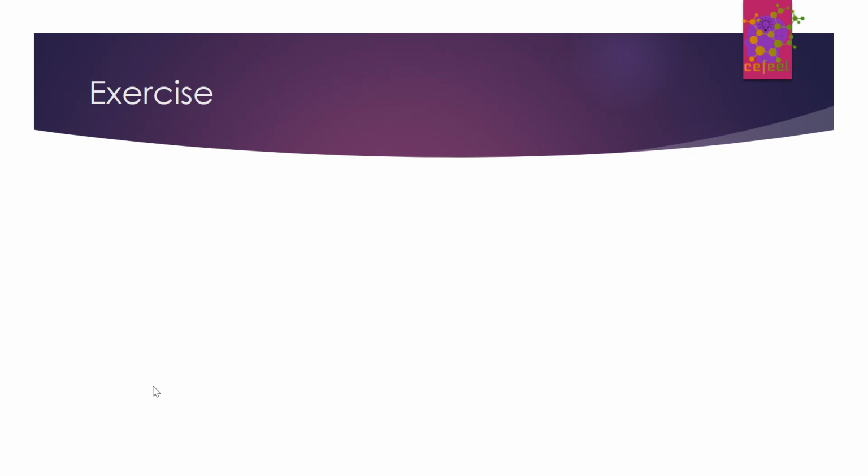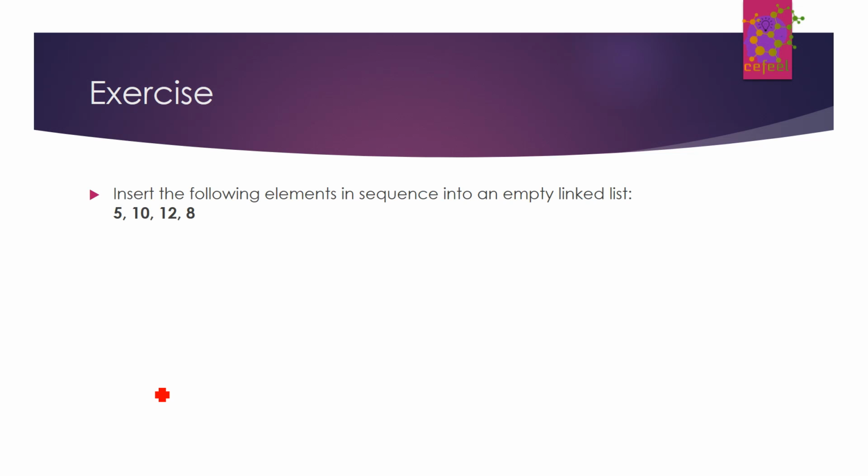Now before we end, here is an exercise for you guys to try out. It's a pretty simple exercise and you can really easily do it if you have followed the video properly. For the exercise also, we are assuming we have a singly linked list. We have an empty linked list first, and let's insert 4 elements: 5, 10, 12, 8. I would recommend you to draw the structure on pen and paper, so that it makes understanding much clearer.